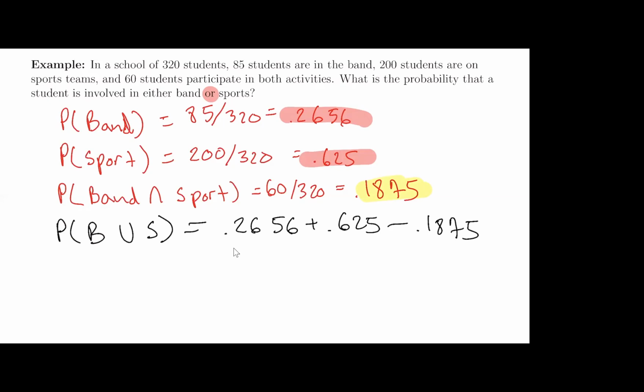All right. Any questions while I'm adding those two values and then subtracting 0.1875? Let me go ahead and quickly do that. So you should get the probability that they're in band or sports is equal to 0.7031. And that's your final answer for that problem. Any questions in regard to how we did that problem?